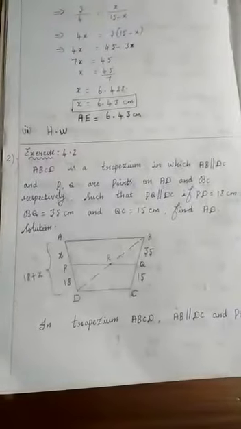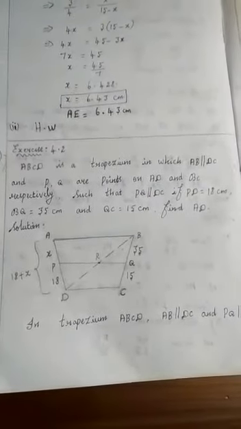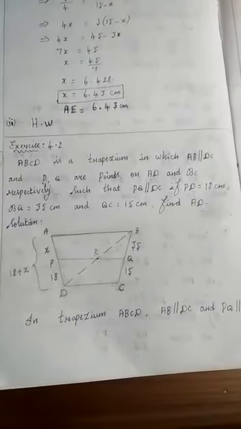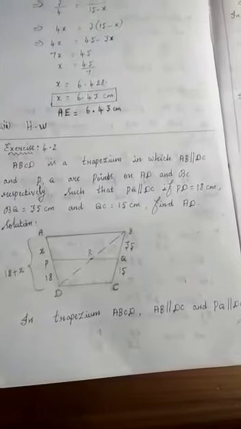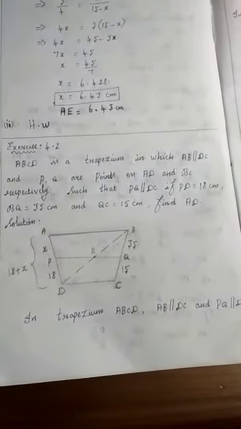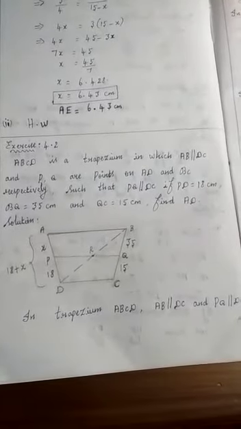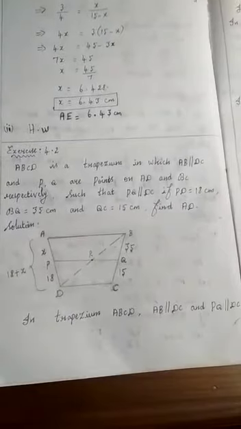Let us see exercise 4.2, second question. ABCD is a trapezium in which AB is parallel to DC, and P, Q are points on AD and BC respectively, such that PQ is parallel to DC. If PD is equal to 18 cm, BQ is equal to 35 cm and QC is equal to 15 cm, find the length of AD.